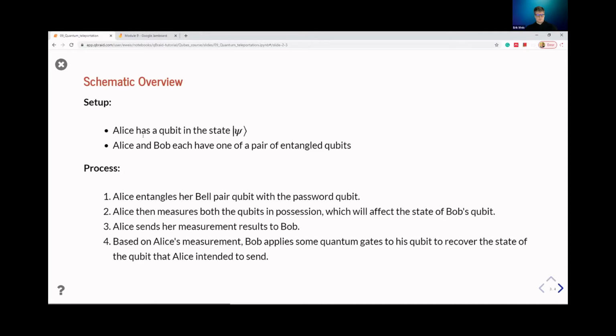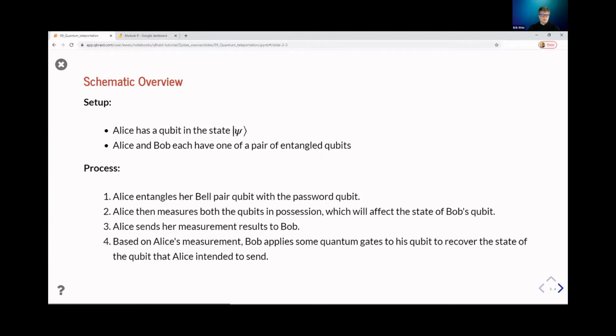And those are the only things. So there are 3 qubits total in the system. We have the state we want to send, which Alice has. Alice also has one of the Bell pair, and Bob has the other Bell pair. So we've taken these two qubits, we've entangled them, and we've sent one to Alice, and we've sent one to Bob.